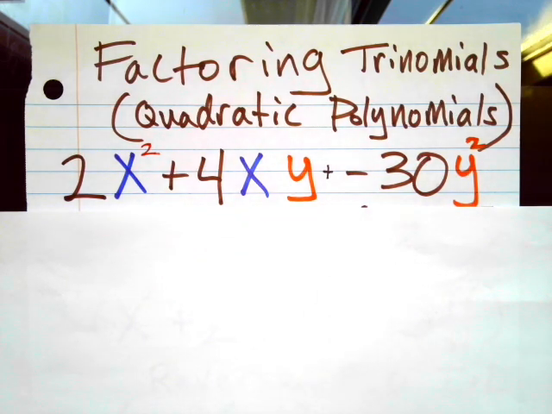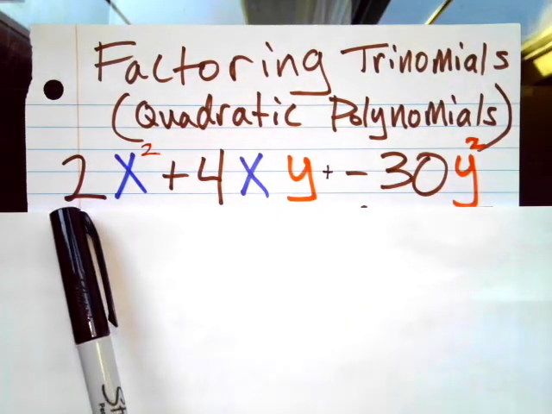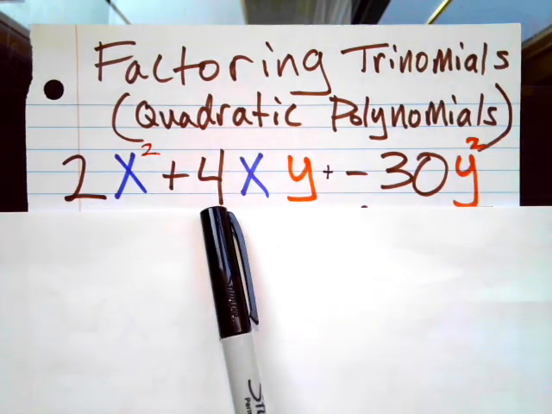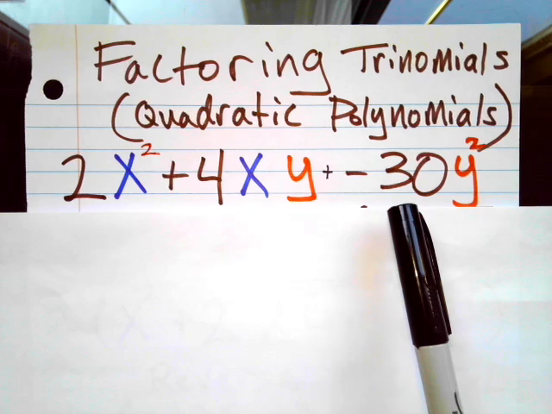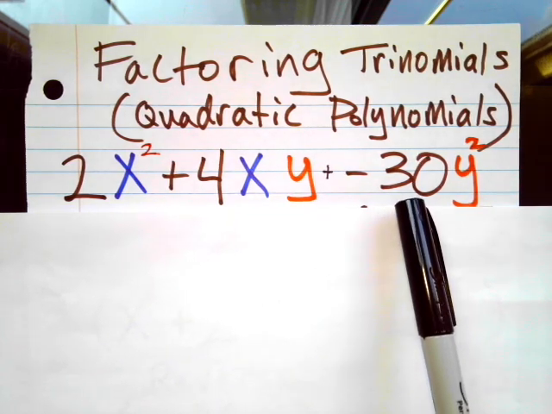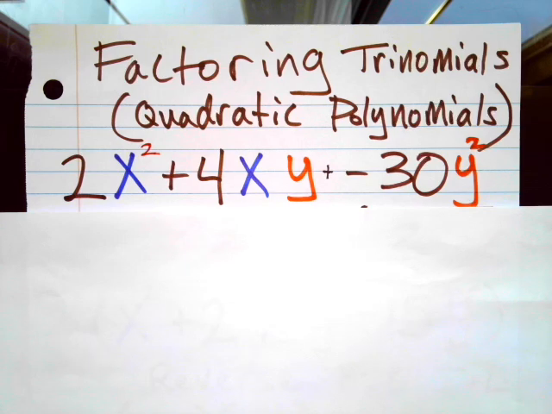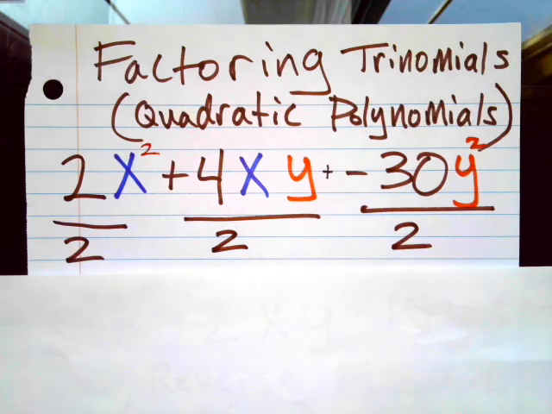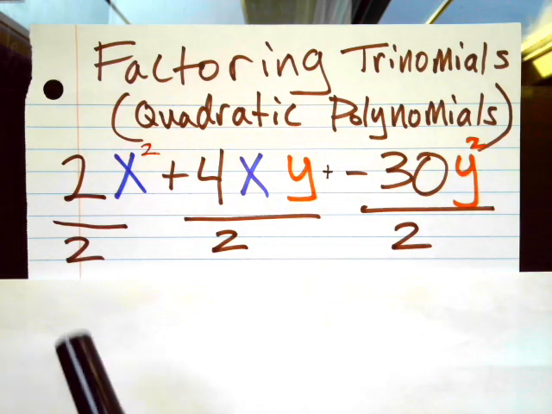So now I'm left with the coefficient. That's the number in front of the letters, the variables, x and y. I know I can divide 2 into 2 evenly without a remainder. I know I can divide 2 into 4 evenly without a remainder. And I know a negative 30 can be divided by 2 evenly without a remainder because 2 times negative 15 gives me a negative 30. So I can divide 2 into each of these terms. That would be the greatest common factor. So I'm going to pull out and factor out a 2 from each of these terms.